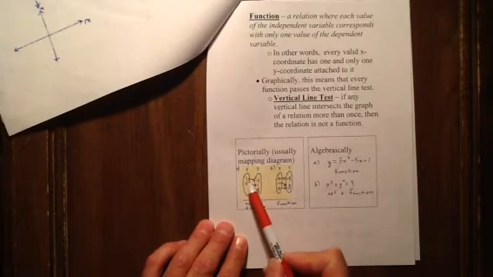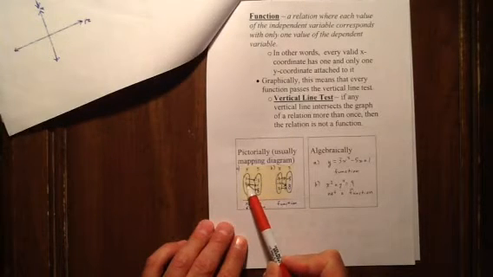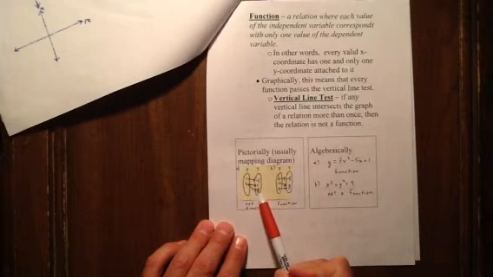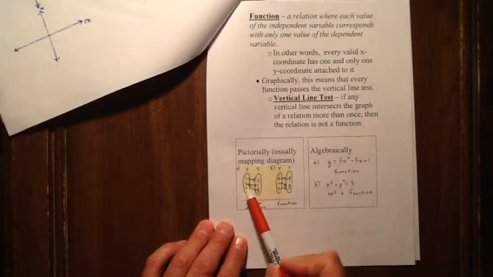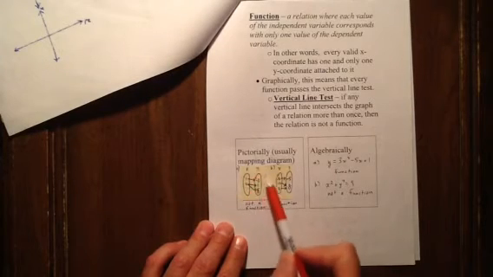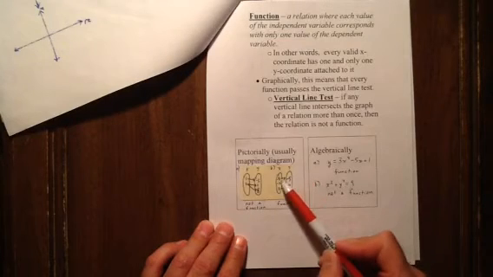Is this a function? Well, an x value of 1 is associated with a y value of -3, and an x value of 2 is associated with a y value of 1 or a y value of 8. Because that x value of 2 is associated with two different y values, this mapping diagram does not represent a function. Let's look at this one.